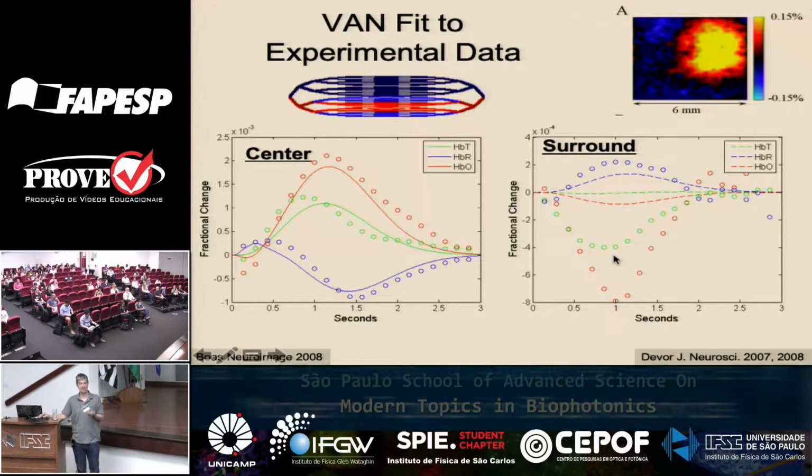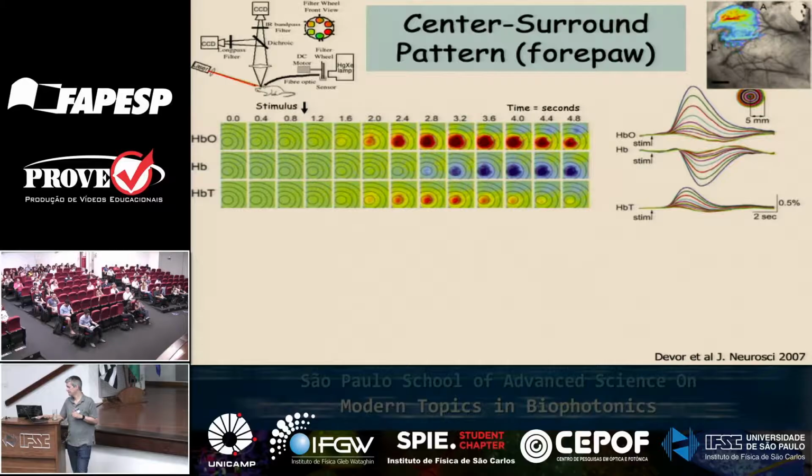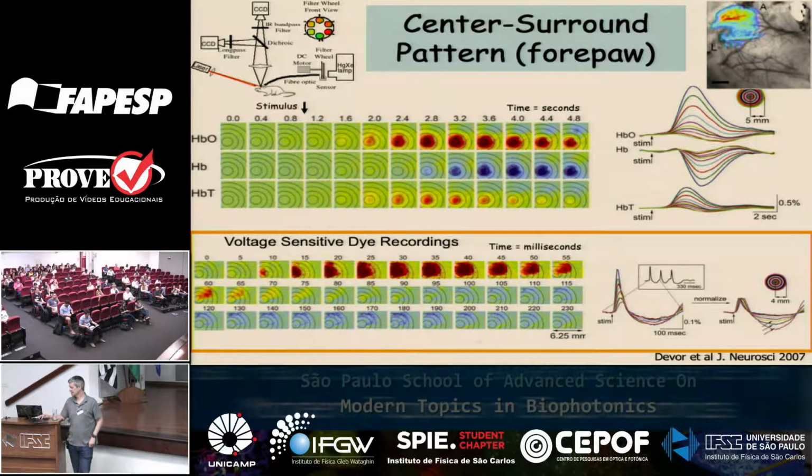So that suggested to us there must be active mechanisms that are driving this hemodynamic surround negativity. We had to figure out what that was, because our initial electrophysiological measurements, multi-unit activity and local field potential, weren't revealing any active neural process that could produce that surround negativity. So these are the hemodynamic responses again. What Anna then did was set up a voltage-sensitive dye recording measurement.